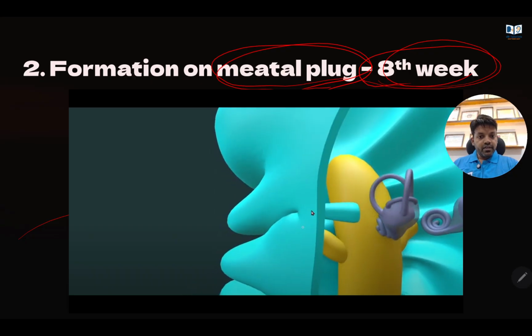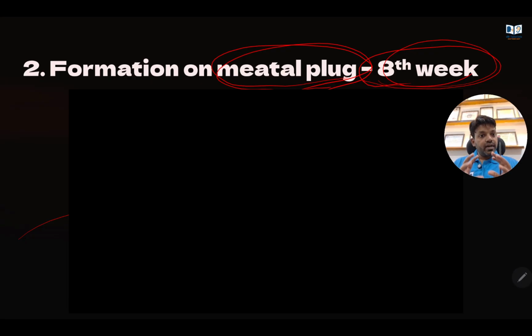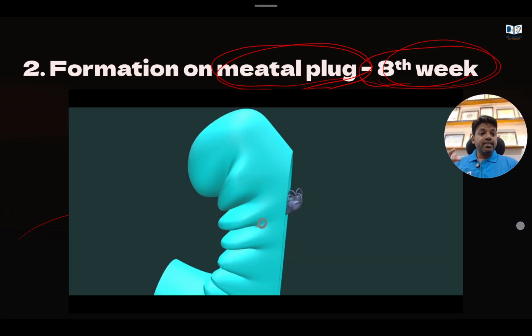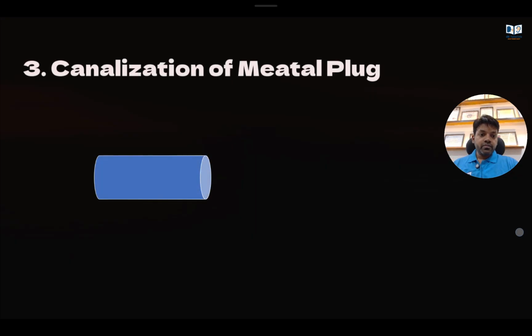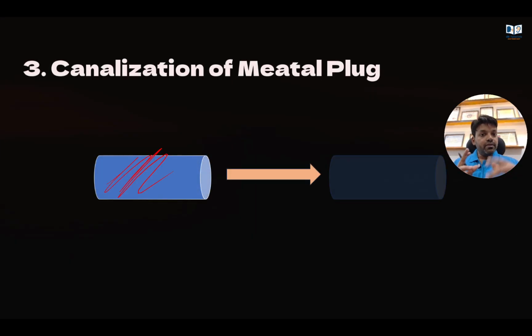Now this is thick, it's filled. The meatal plug is formed, it's filled with substance. Canalization is nothing but it's like becoming hollow. The filled substance becomes hollow. So these two stages are important for creating a canal.